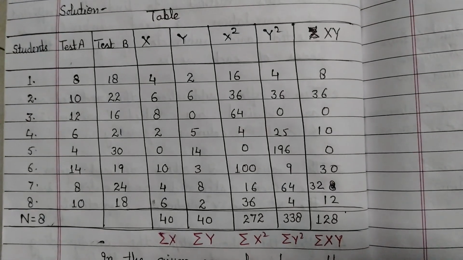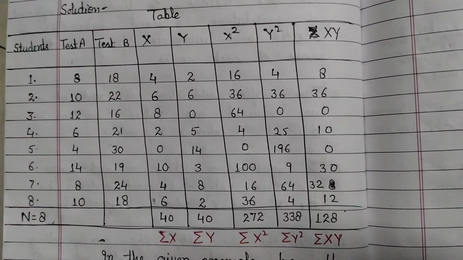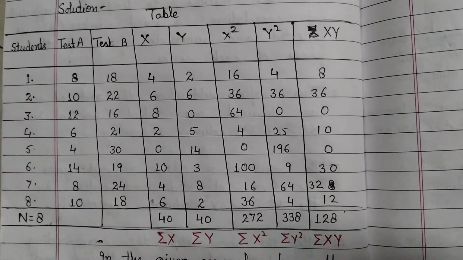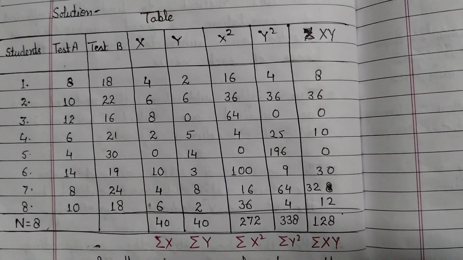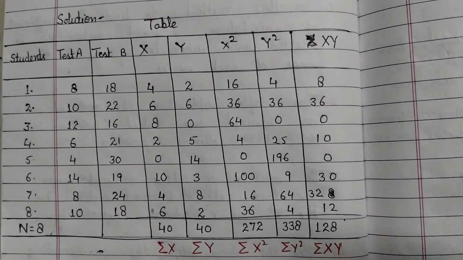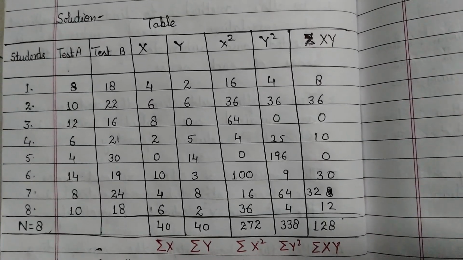So the suggestion is that these two subjects should not be taken simultaneously, or it is advised to the students that these two subjects are not taken at the same time. So this is the interpretation of the result of this correlation.